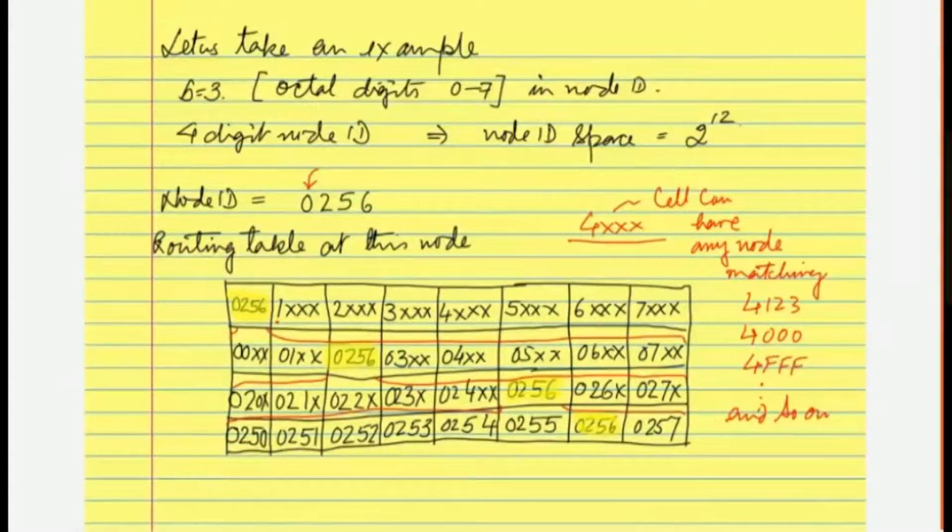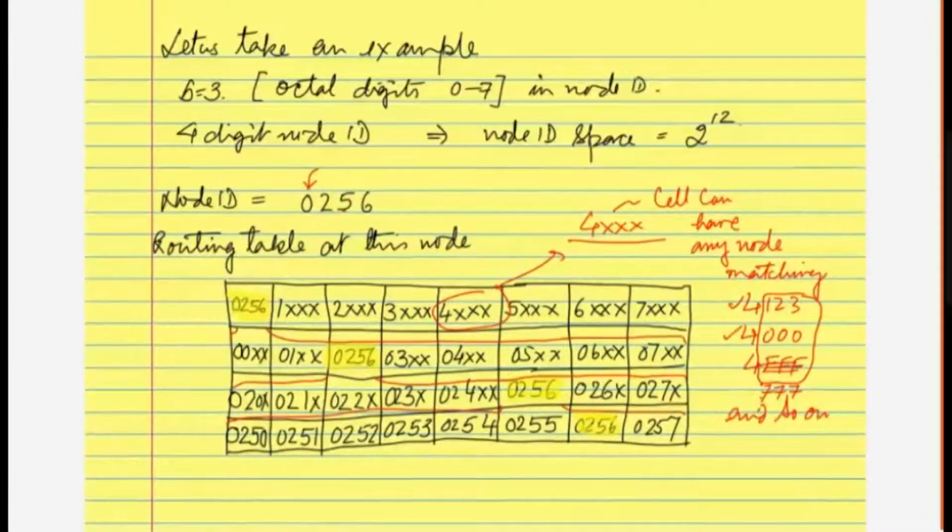Now first digit is 1, I will keep it here, and I can choose anything which can match 1xxx, which actually means 4xxx here. Take this example. If this particular cell is going to have this entry, this can have any node which matches with this. So 4123 matches, 400 matches. X actually means it can be anything. Sorry, I should not have written FFF here because I am talking about the octal system. So let's call it 477. There is no entry as of now.